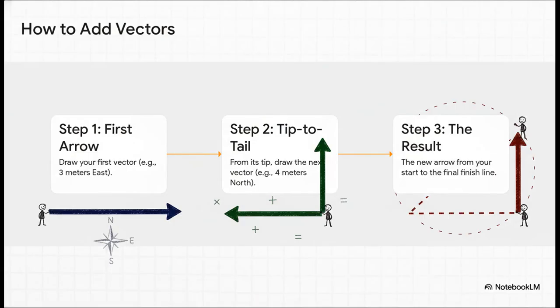Now the really cool part is how we combine them. Let's say you walk 3 meters east, and then right from that spot you walk 4 meters north. Where do you actually end up? Well, you don't just add 3 and 4 to get 7. Nope. Instead, you draw a new arrow from where you started to where you finished. We call this the tip-to-tail method, and that new arrow shows you your final displacement.